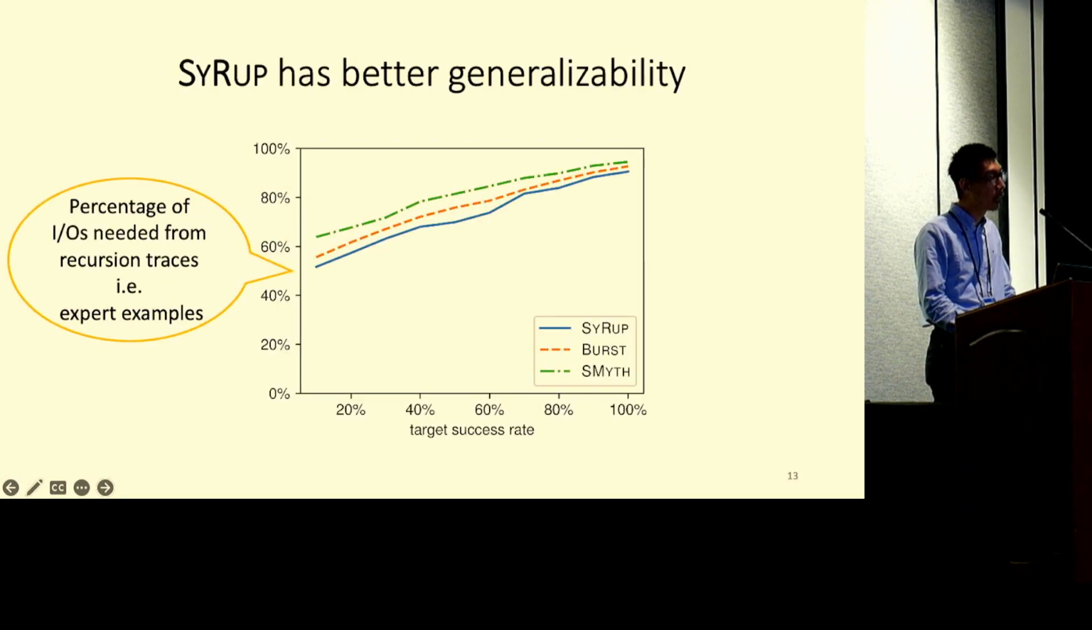Let's first focus on expert examples. Here, we illustrate the percentage of examples needed from a recursion trace to achieve different target success rates. As we can see, regardless of the target success rate, Syrup always needs fewer examples to achieve it. So we can conclude that Syrup has better generalizability, at least on expert examples.